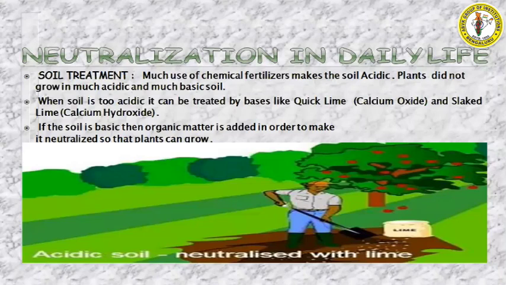Okay. If the soil is too basic, then organic matter is added in order to neutralize it so that plants can grow. You can add organic matter, that is animal waste or organic waste. It will release acid content and neutralize the base. So this is what you can do in soil treatment.